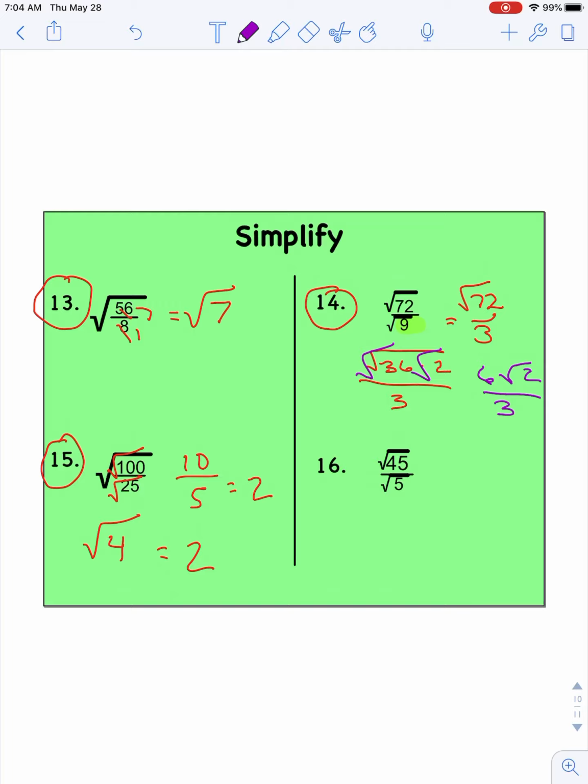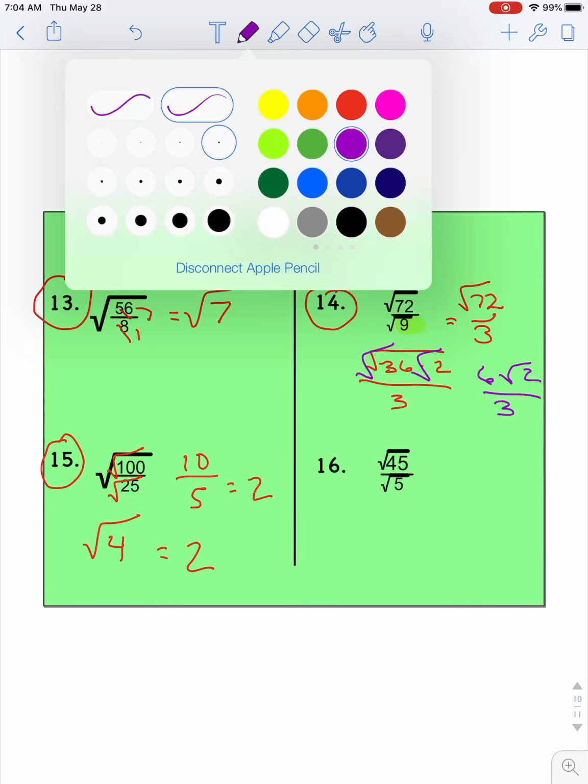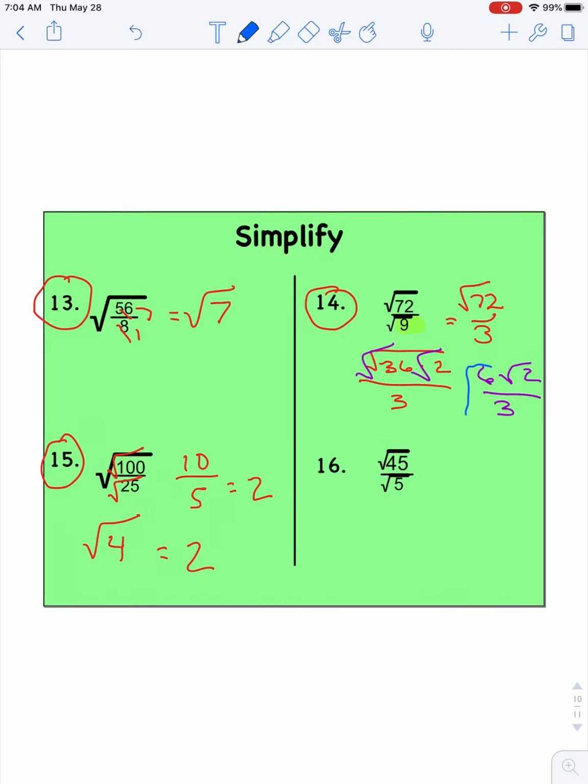Now, here's one thing we might not have encountered yet, because we weren't working with these. So now, look at this part right here. You can actually reduce that just like you would a fraction. 3 goes in here once, 3 goes in here twice. So your final answer is 2 square root of 2 over, actually that's just the answer because we got rid of that 1. All right, moving on.